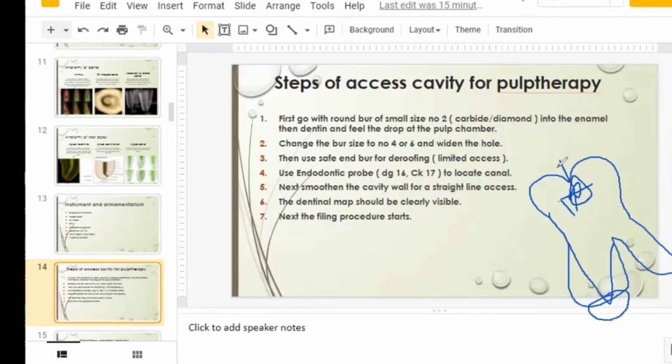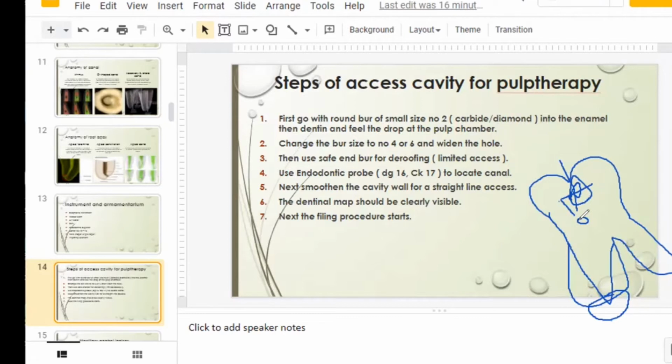This part, first I have made with a round burr, then a bigger size of round burr, then a safe-end burr, and located my orifice. If you imagine this is the orifice, I have located my orifice with the endoprobe DG16 or CK17. Then only will I use my file. Till that time, never, never, never.